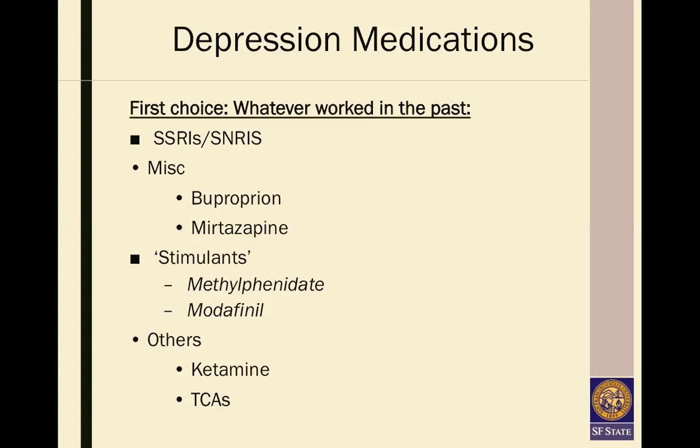Other drugs that there's more evidence coming out for in depression are ketamine and tricyclic antidepressants. Also, gabapentin has been shown to be helpful with depression at low doses. Gabapentin usually starts at like 100 milligrams 3 times a day, and then you can increase, but it has actually been shown to be helpful in depression.